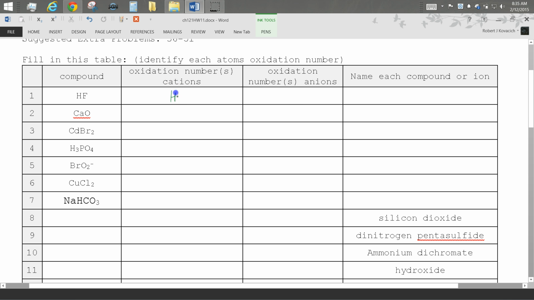So I got a hydrogen with a plus, and I got a fluorine with a minus. And what's the name of this guy? Hydrofluoric acid. If anybody put hydrogen fluoride, negative, it's hydrofluoric acid. How did you know that you were supposed to name it as an acid? It began with an H. Okay. How about the next one?